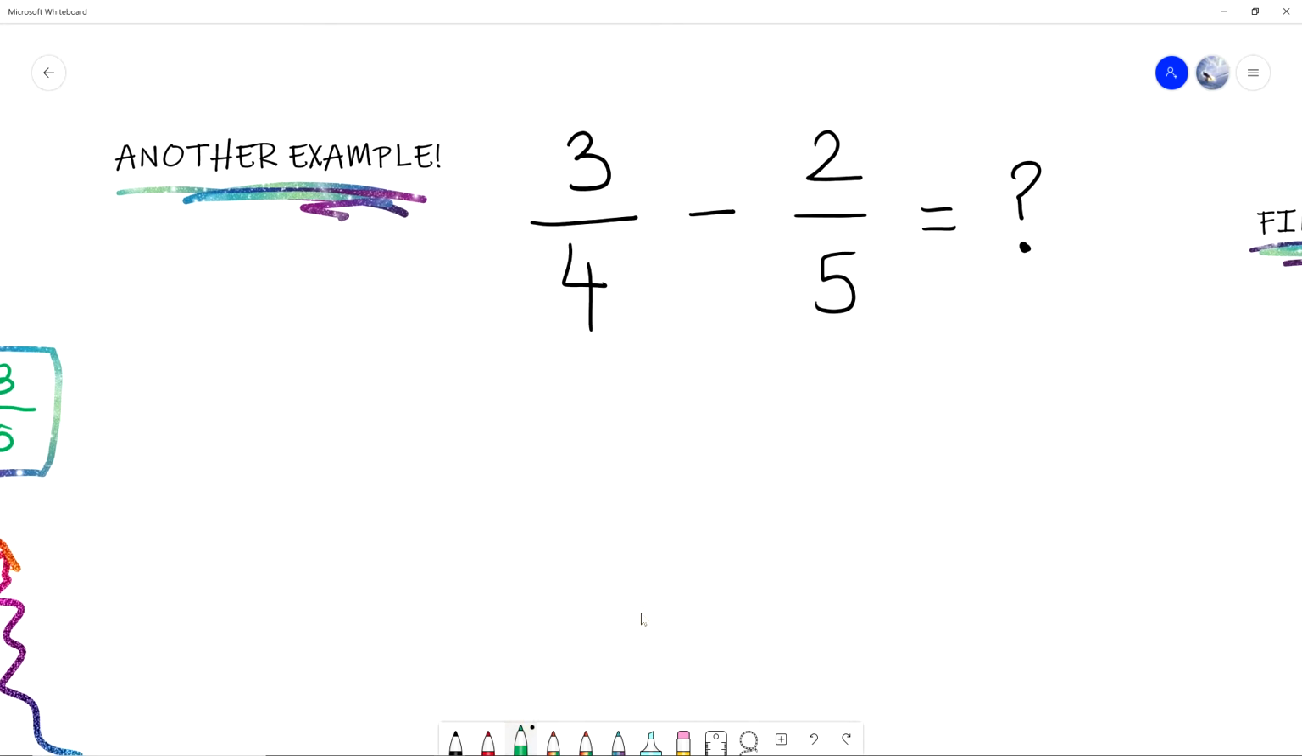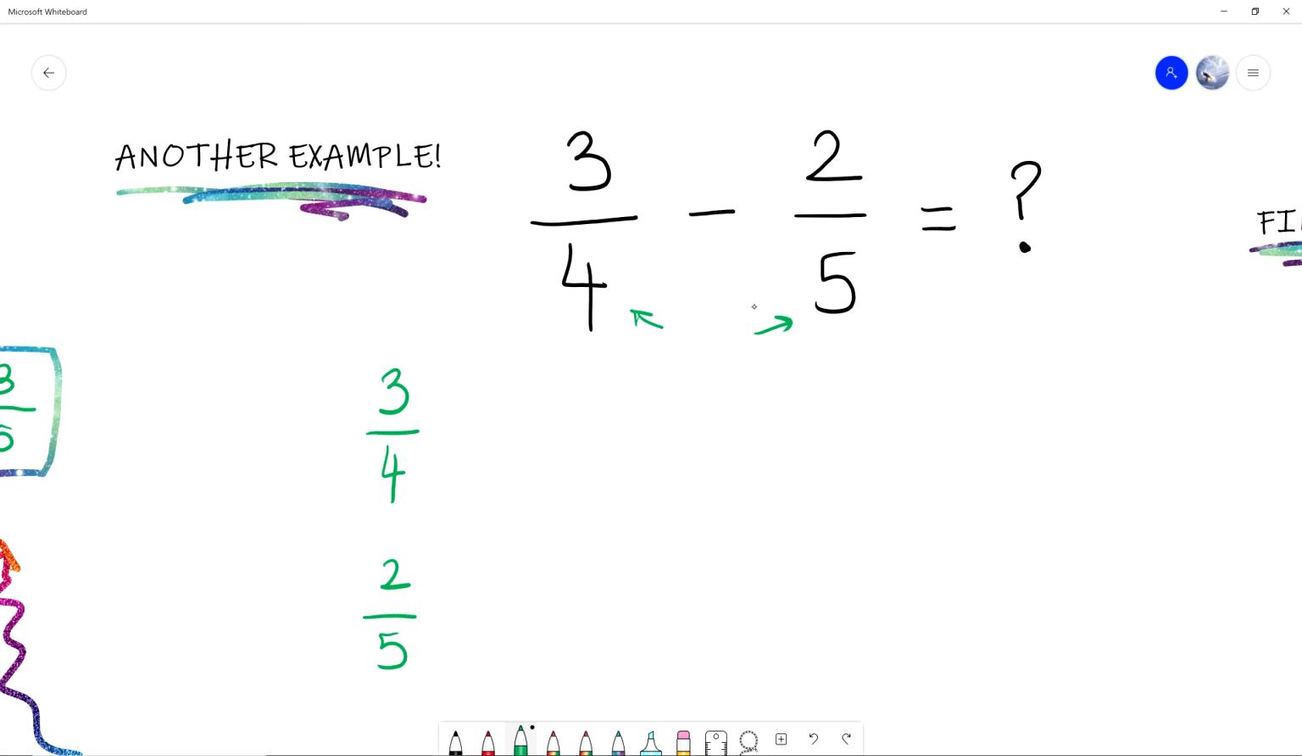Let's try to subtract 3/4 and 2/5. So, Natalie, what would be a common denominator that we can use for these fractions? Well, to find it, I usually do, like my dad said, the Natalie way. I multiply the two denominators, because if you multiply them, that means they can both be divisible by each one of them.